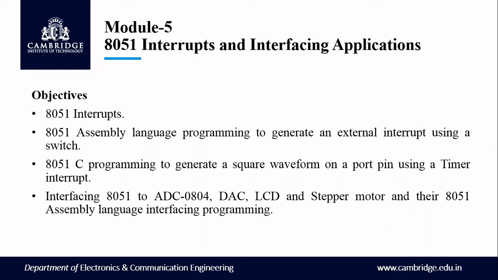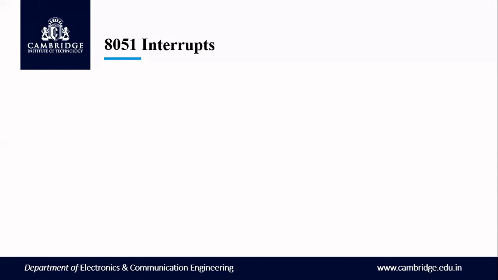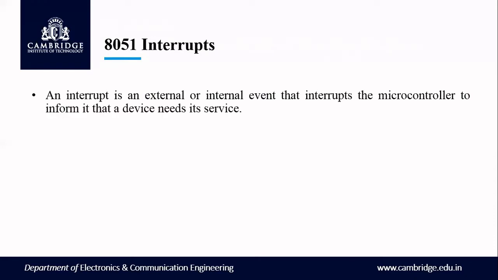So let us start with 8051 interrupts. Let us understand what we mean by interrupt, how many types of interrupts there are, and how we can access the interrupts. An interrupt is an external or internal event that interrupts the microcontroller to inform it that a device needs its service. This is very important as a dictionary meaning. Interrupt means disturbing. Here we are disturbing a microcontroller from its normal execution.